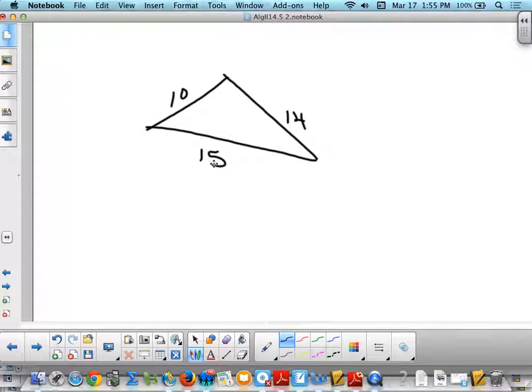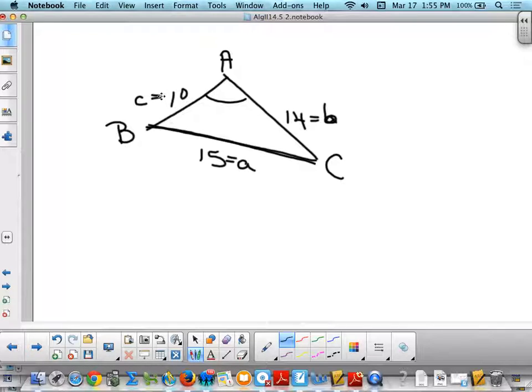Side, side, side. Now, here's the deal. I need to know what they are looking for. The angle opposite the largest side, which is 15. I'm going to give it a name. I'll call this angle A, which means this is little a. I'll call this B, which means this is little b. I'll call this one C, which is 10.